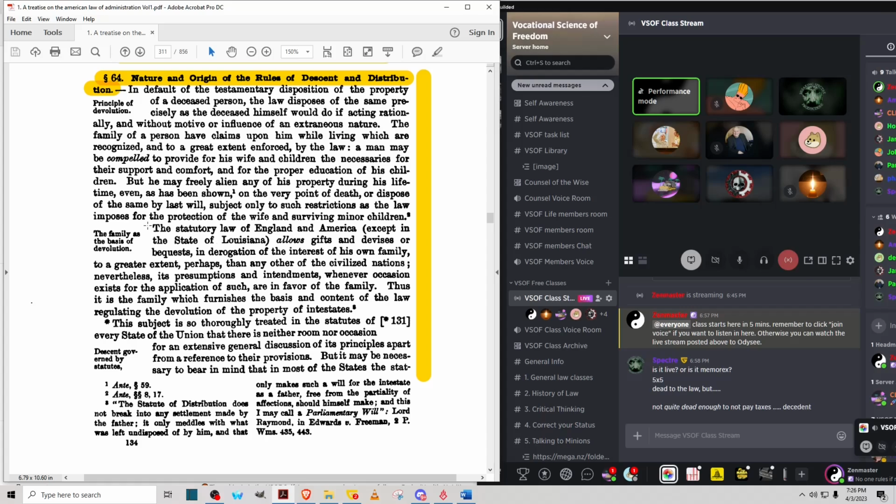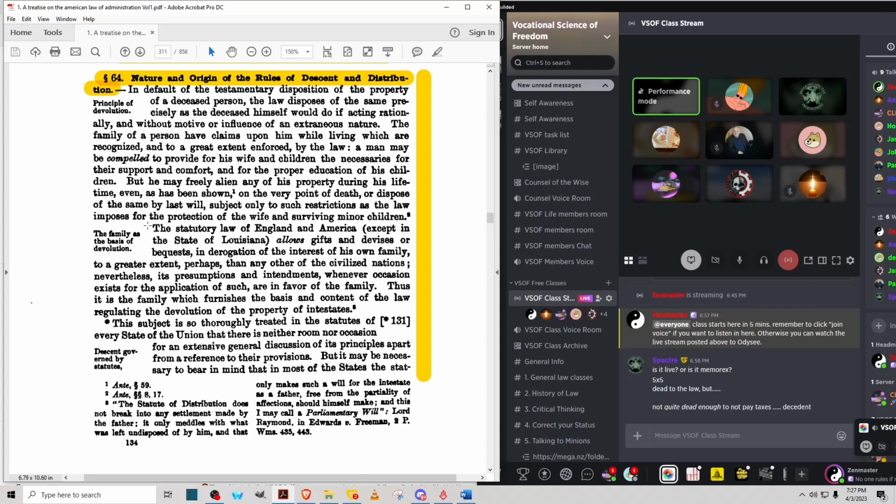Nevertheless, its presumptions and intentments, whenever occasion exists for the application of such, are in favor of the family, or I would say the house. Thus, it is the family which furnishes the basis and content of the law regulating the devolution of the property of intestates. This subject is so thoroughly treated in the statutes of every state of the Union that there is neither room nor occasion for an extensive general discussion of its principles apart from a reference to their provisions.